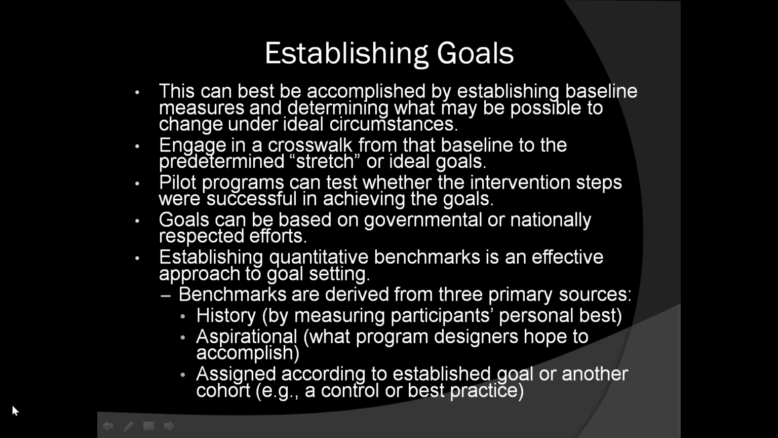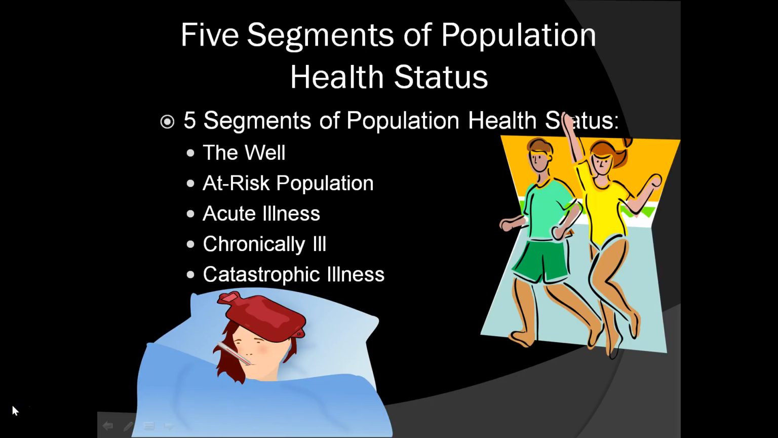Benchmarks are derived from three primary sources: history, by measuring participants' personal best; aspirational, what program designers hope to accomplish; and then assigned according to the established goal or another cohort, for example, a control or best practice. Now we're going to discuss the 5 segments of population health status. You have the well, at-risk population, acute illness, chronically ill, and catastrophic illness.